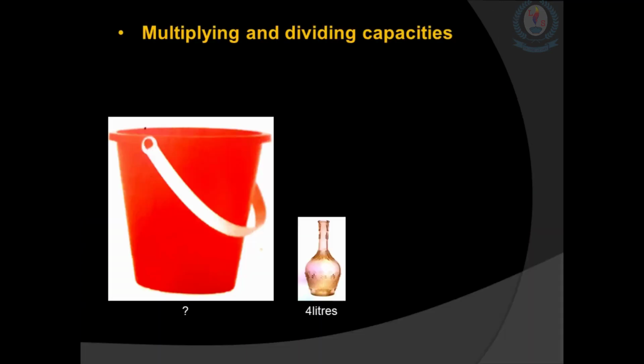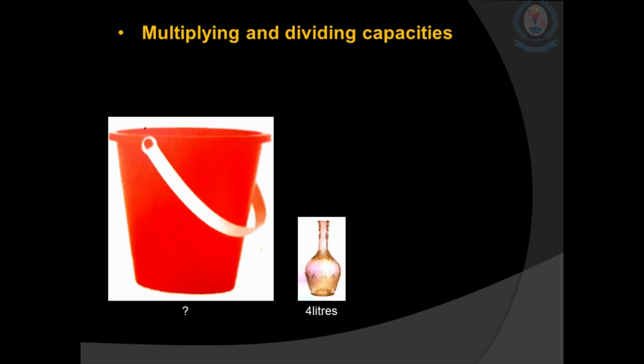Now let's learn multiplying and dividing capacities. Look at the picture. There is a pail and a bottle. The capacity of the pail is 6 times the capacity of the bottle. If the capacity of the bottle is 4 liters, what is the capacity of the pail?